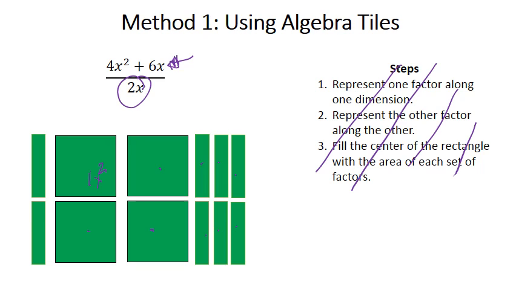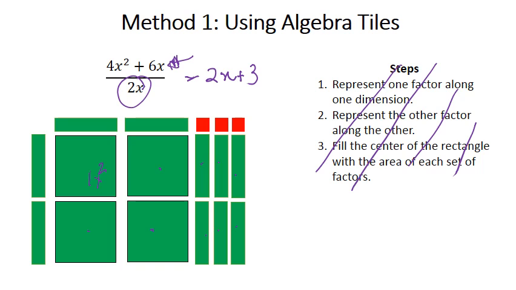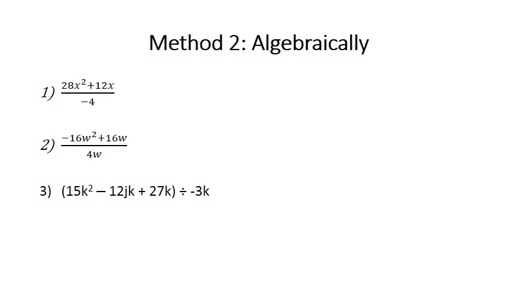In order to get an x squared, I would need an x here, because x times x will give me x squared. And then in order to get 1x here, I have to multiply this by 1. So the answer to this question is 2x plus 3. Now if we look at this algebraically, you'll see that 4x squared divided by 2x would actually give me 2x, and 6x divided by 2x is equal to 3. So let's look at how to do this without algebra tiles at all, just using algebra.